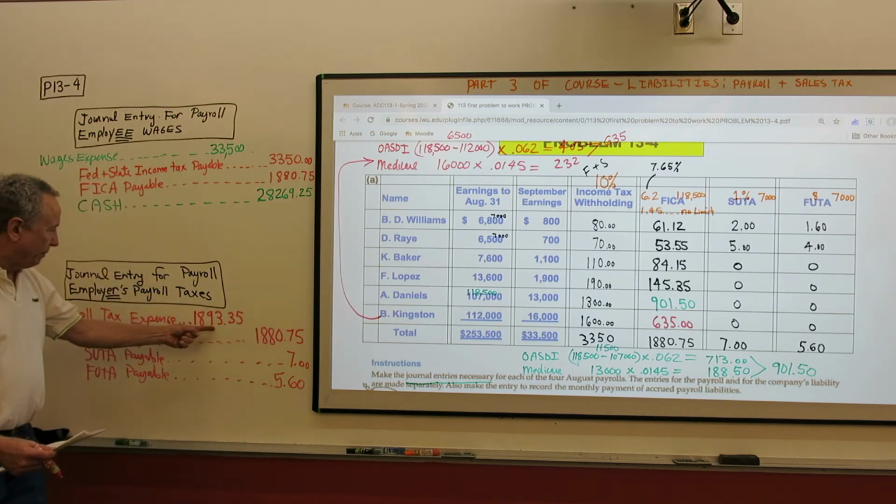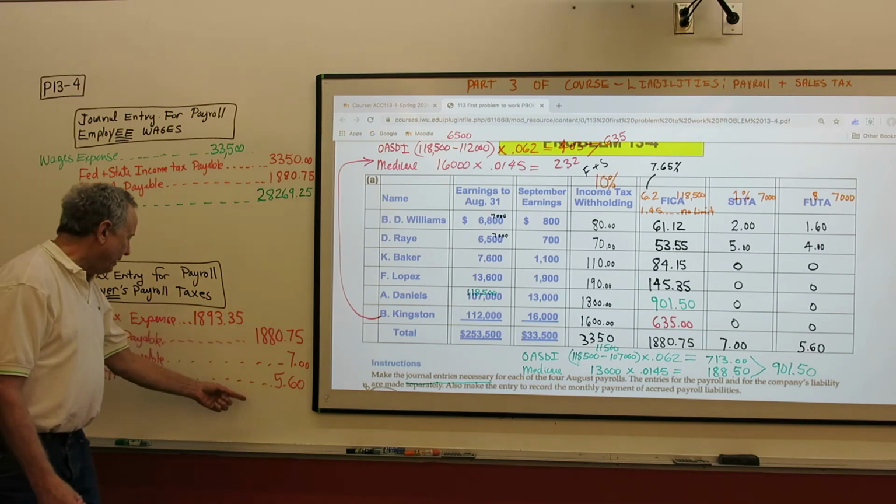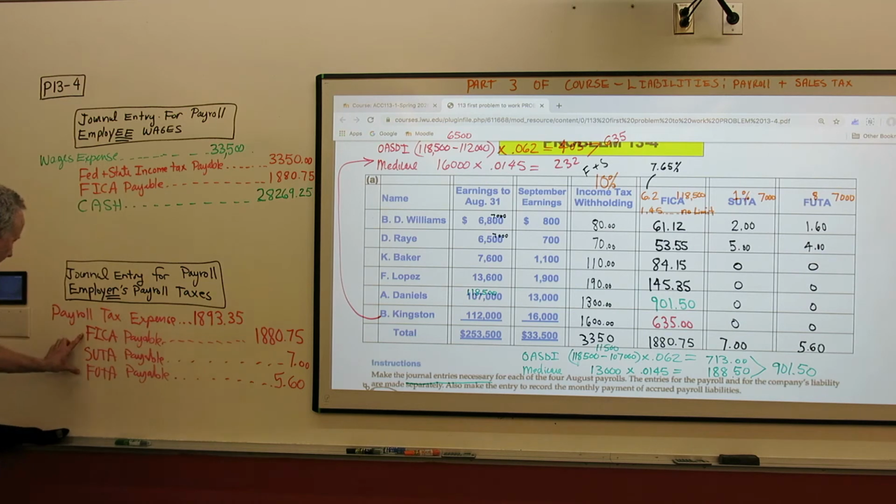In other words, they're going to debit expense. They're going to write a check to the federal government for Social Security. They're going to write a check to the state government for unemployment, to the federal government for unemployment. So they really might only have to write 2 checks. They'll probably have to write 1 check to one federal collection agency, and then they'll write another check, so 2 checks will go out here.